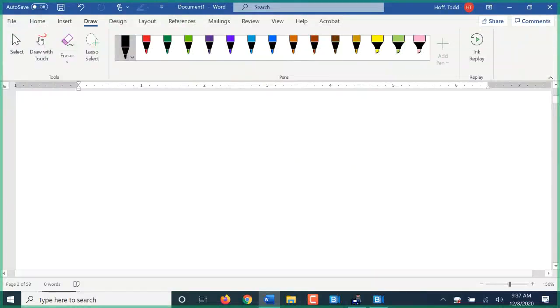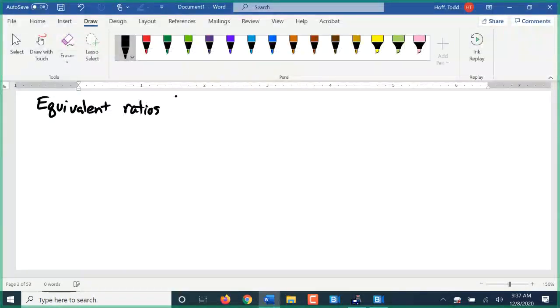So we have these ratios and these rates. The next step is doing something with them. And generally what happens is we have a set ratio. We want a ratio that's equivalent to it, but with different numbers.